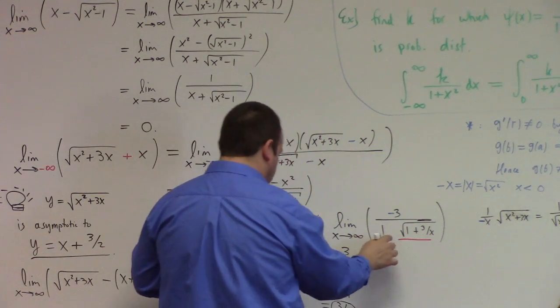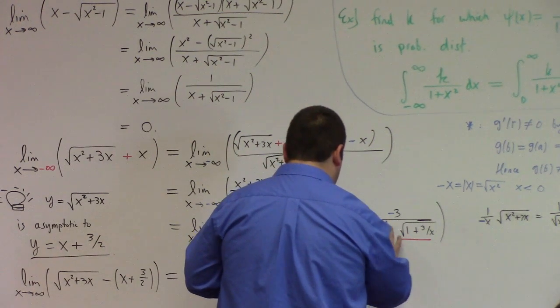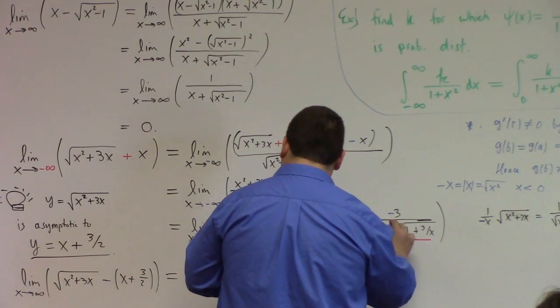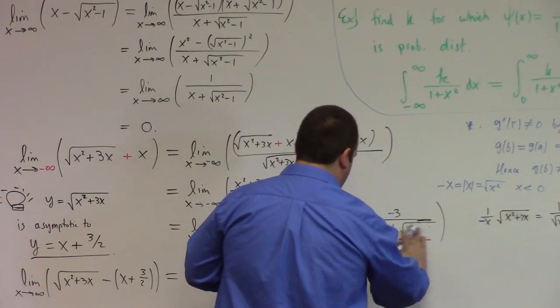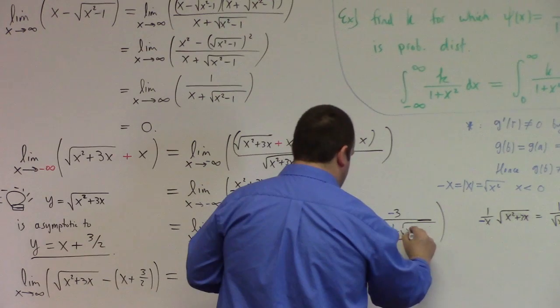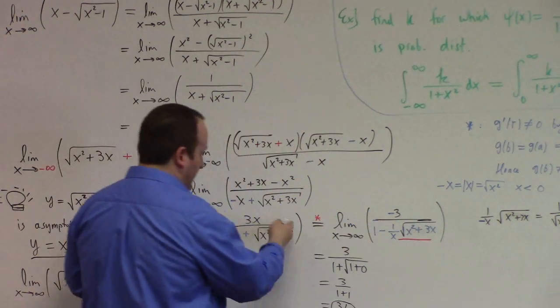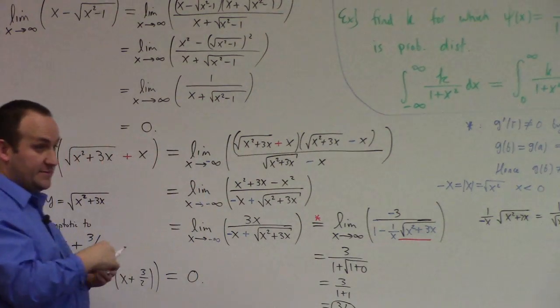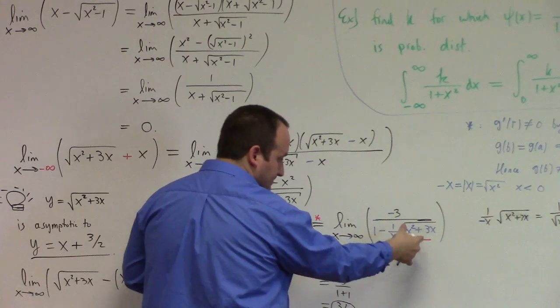And this, I in fact get, let me do it one more step here. Minus 1 over the square root of 1 plus 3 over x. You guys with me so far? I'm just dividing the top and the bottom by minus x.